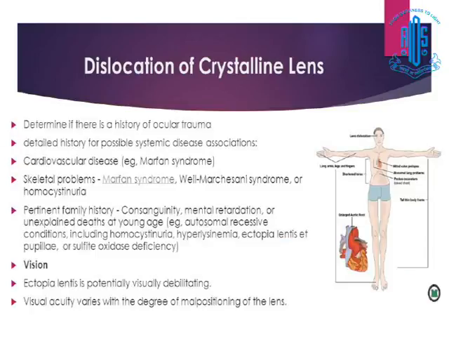Always determine if there is history of trauma. If there is no history of trauma, rule out possible systemic associations. For example, ask for history of any cardiovascular disorder because the patient could have Marfan syndrome. Ask for any skeletal problems. It could indicate Marfan syndrome, Weil-Marchesani syndrome, or homocystinuria. Ask for any history of consanguinity, mental retardation, or unexplained deaths at a young age, because certain autosomal recessive disorders, for example homocystinuria, hyperlysinemia, ectopia lentis et pupillae, or sulfite oxidase deficiency, are associated with hereditary disorders.